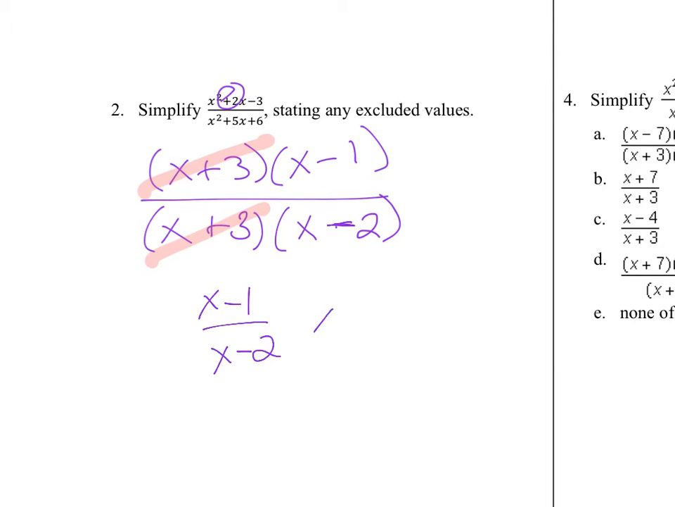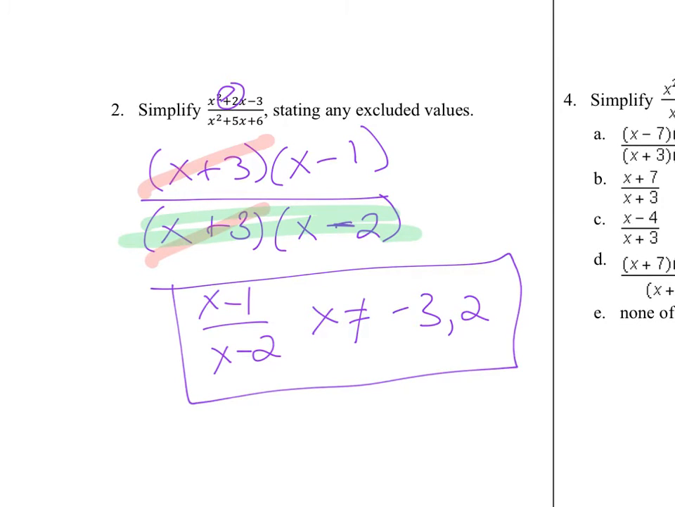But now my excluded values come from this whole denominator. So x cannot equal negative 3 or 2. That would be my whole answer.